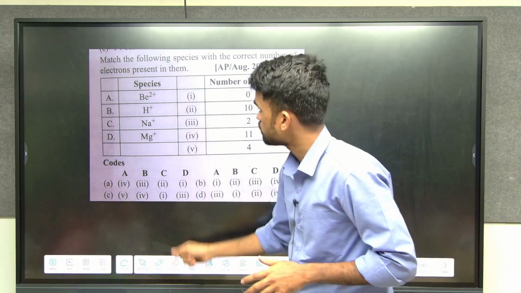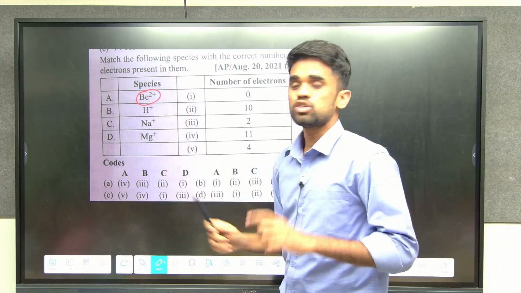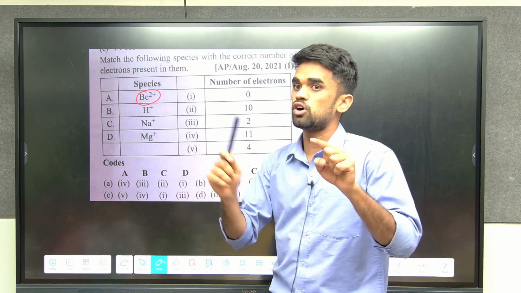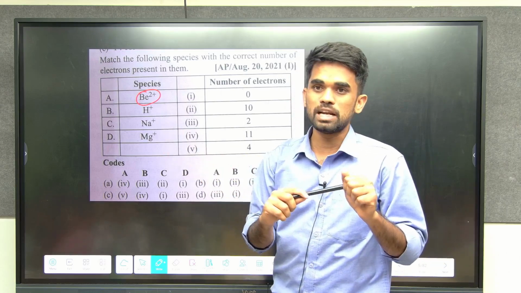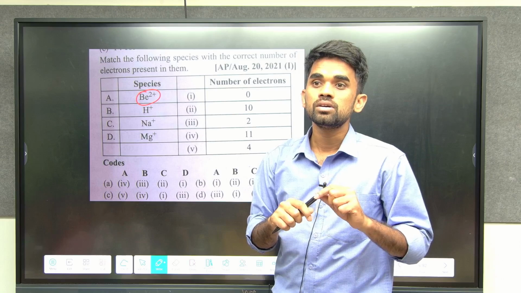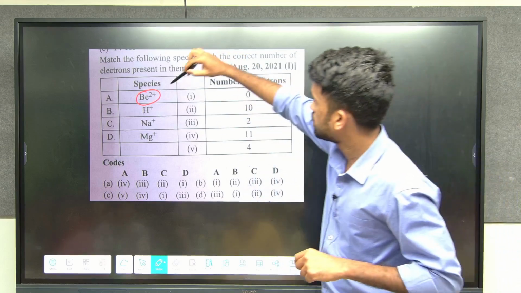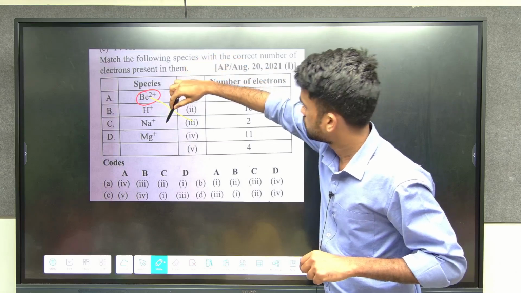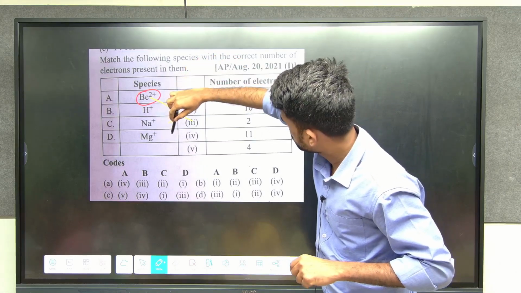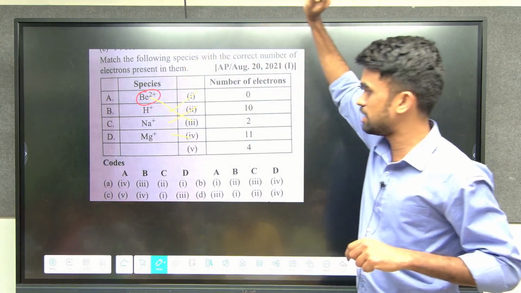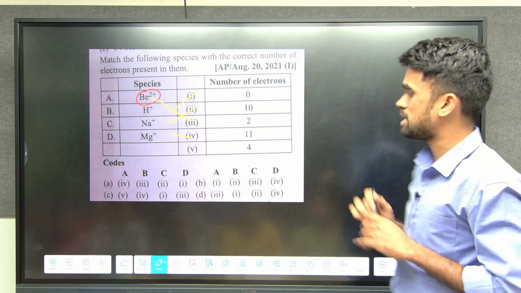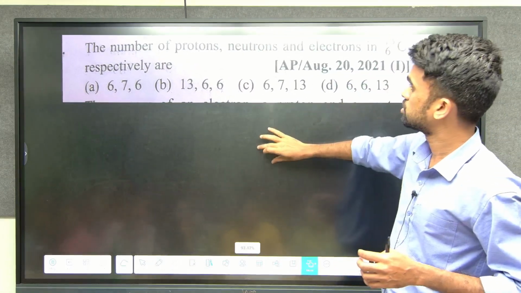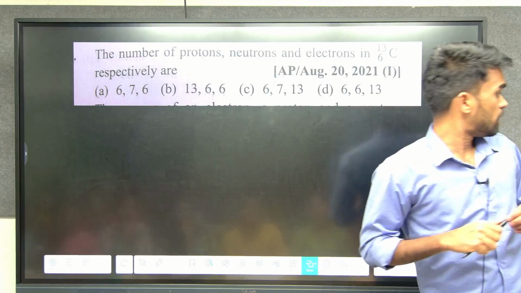Tell me, here first one. Beryllium plus 2 is there. So beryllium atomic number is 4. Plus 2 means how many removed? 2 removed. So now tell me, A? 3. That's it. Now you can match whatever it is. Next. Fast.